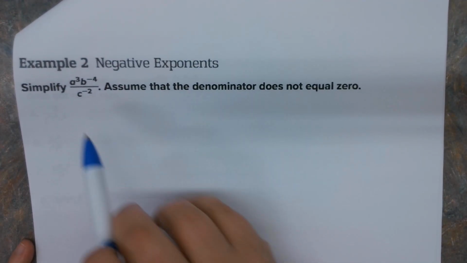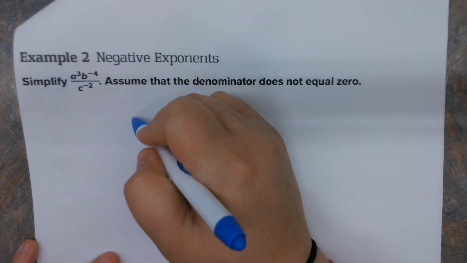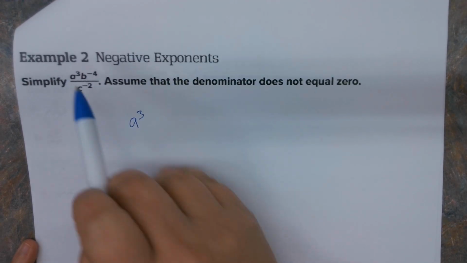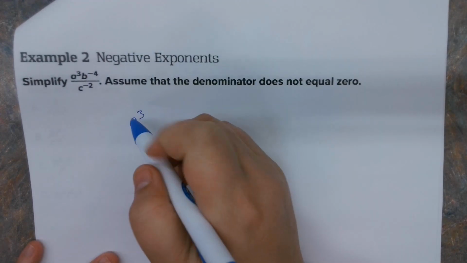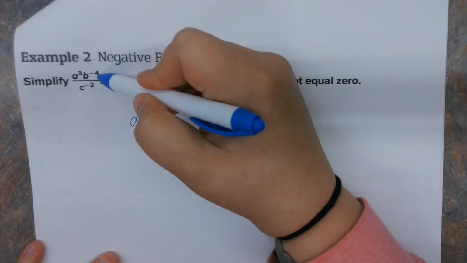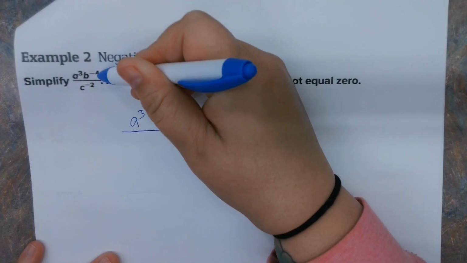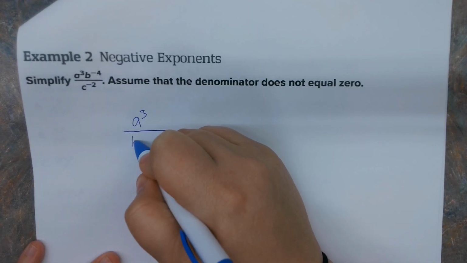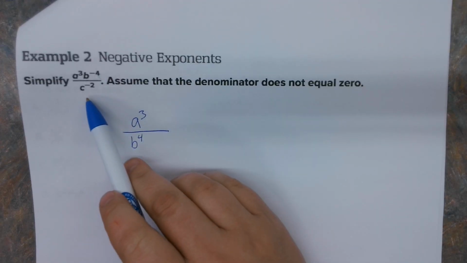Let's take it one at a time. I'm looking at my A. There's nothing below it. I can't do anything to it, so I'm just going to write a to the third. I look at my B. It's negative. It can't be negative, so I'm going to push it from the top of the fraction, the numerator, down to the denominator. So instead of b to the negative fourth on top, it's going to be b to the fourth on the bottom. Now I go to C.